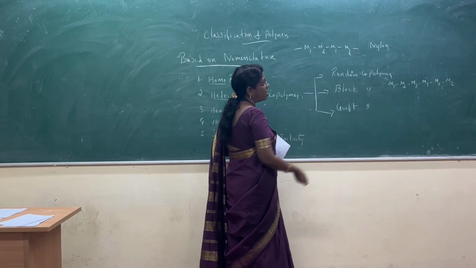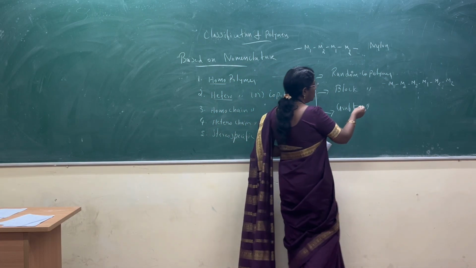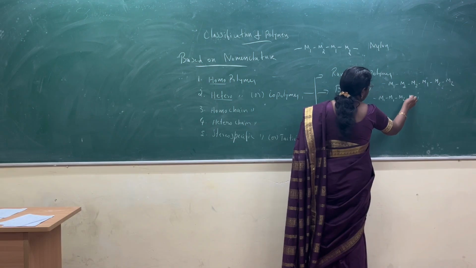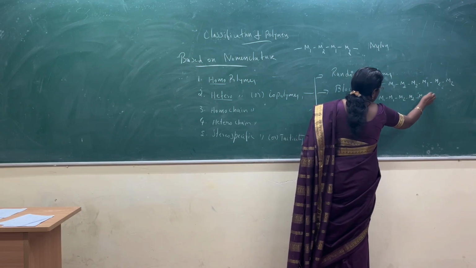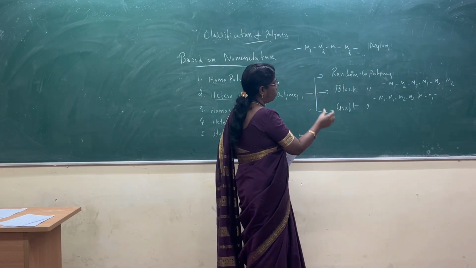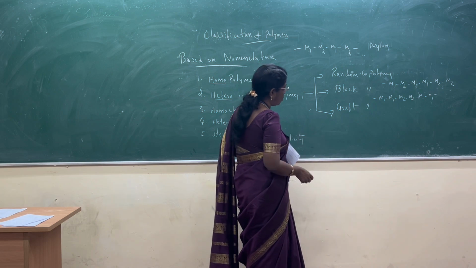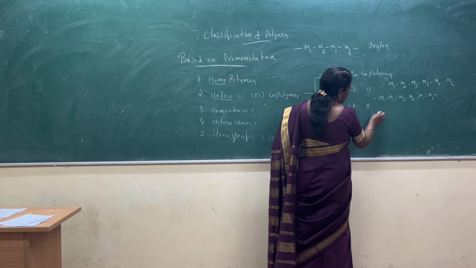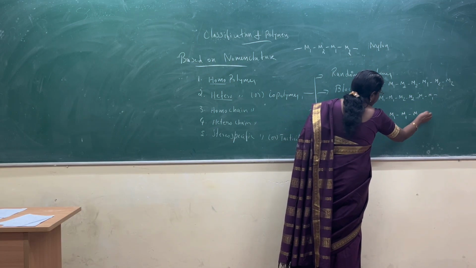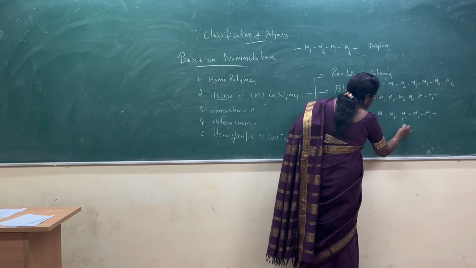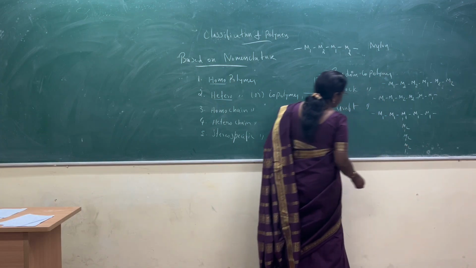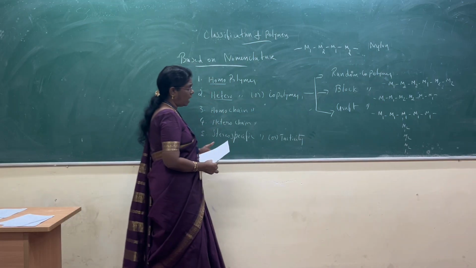The monomers are arranged randomly. And a block: M1, M1, M2, M2, M1, M1, like this. That is called a block. M1, M1, M2, M2, M1 arrangement is called a block. And the graft arrangement, M1 is a main chain and M2 is a side chain. So that is called a graft copolymer.